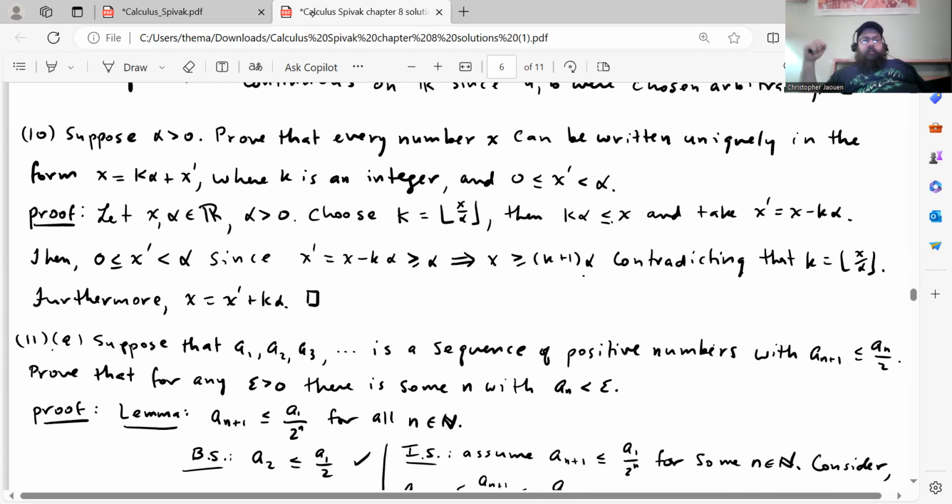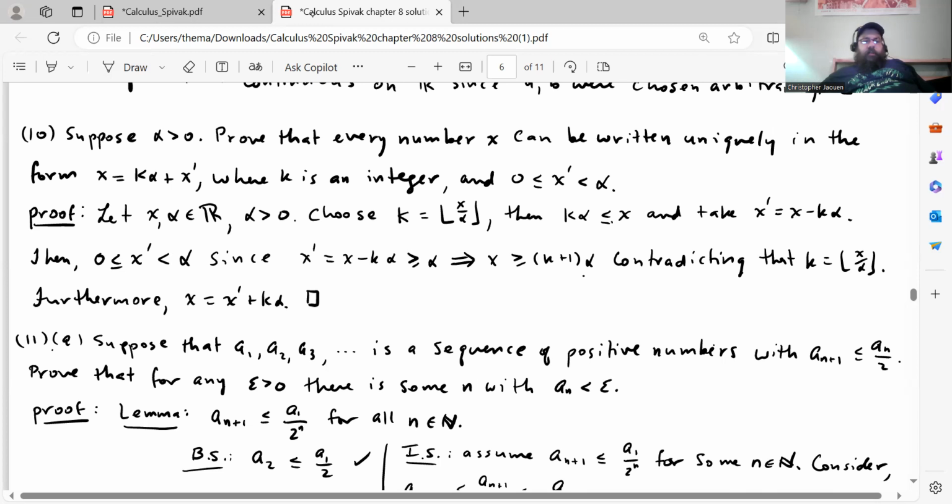Let x and alpha be real numbers with alpha greater than 0, and choose k to be the floor of x over alpha, meaning it's the greatest integer less than or equal to x over alpha. Then k alpha is less than or equal to x, and we can take x prime to be the distance between x and k alpha. Then x prime is greater than or equal to 0 and less than alpha, since otherwise x prime equals x minus k alpha is greater than or equal to alpha. That implies that x is greater than or equal to (k plus 1) alpha, contradicting that k is the floor of x over alpha.